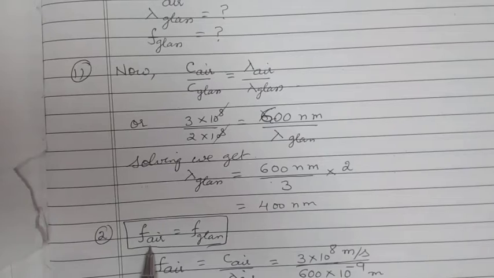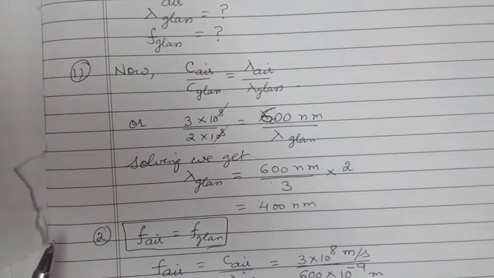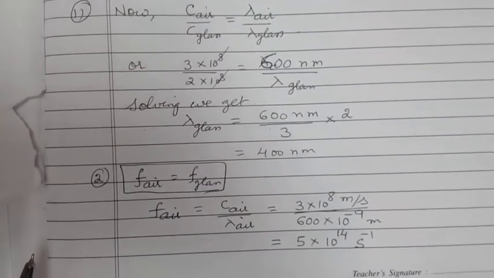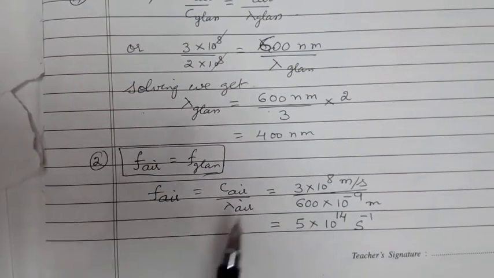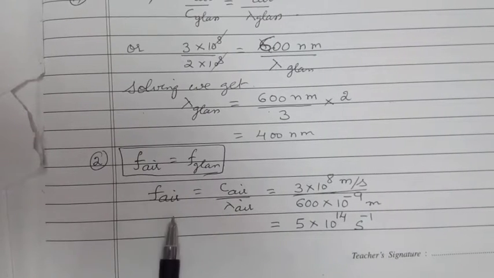So for frequency in air, we need the formula that we have done before. Last year also we did that. Speed is equal to frequency into wavelength. Cross multiplying, frequency is equal to speed upon wavelength. So frequency in air is speed in air upon wavelength in air.